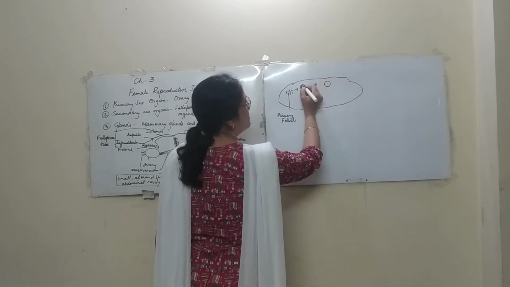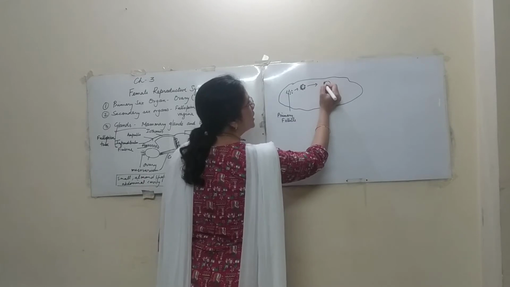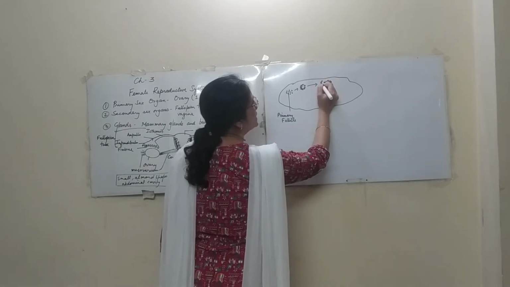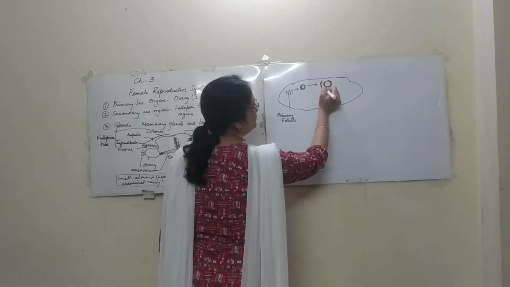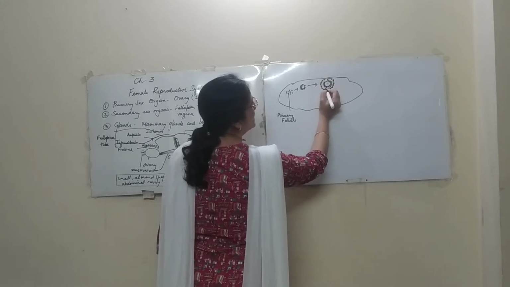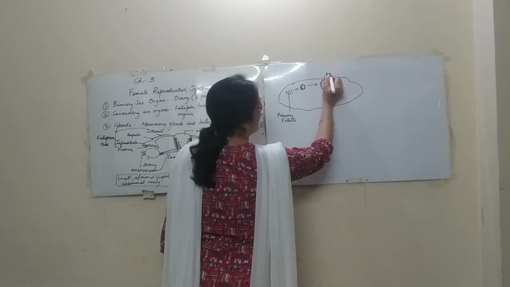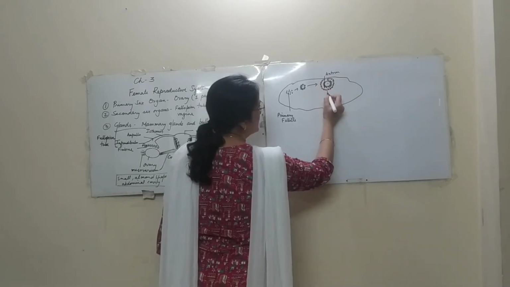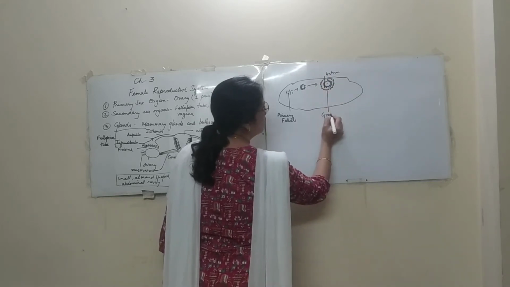The Graafian follicle has the primary oocyte, which is surrounded by layers of follicle cells. These are multiple layers, and in between the layers there is a fluid-filled cavity, which is known as the antrum. This structure is known as the Graafian follicle.